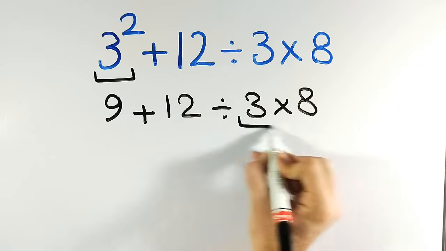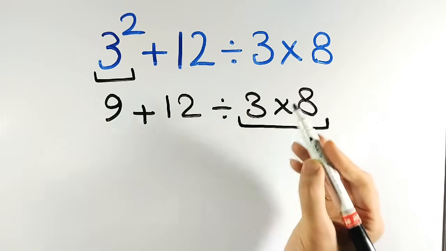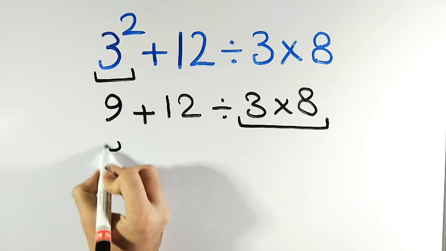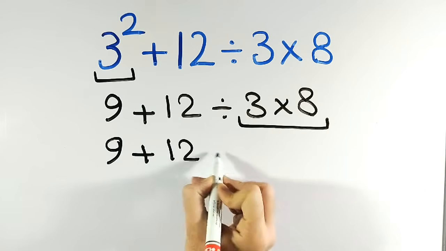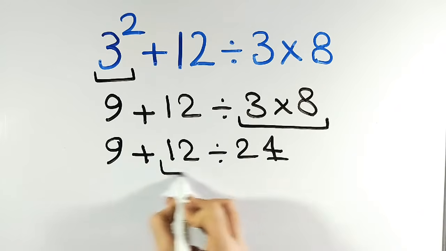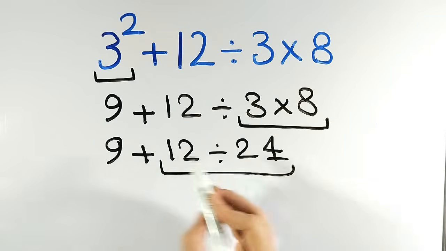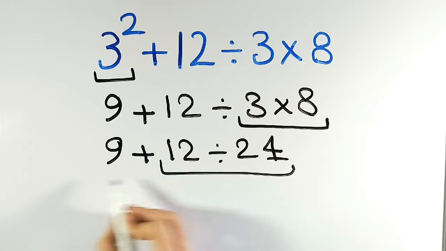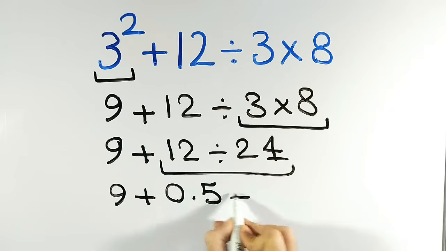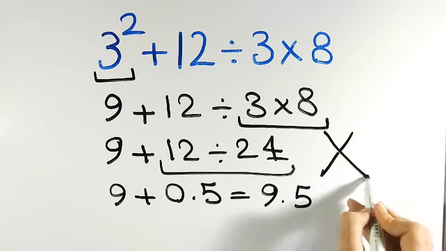And the next step, they go for the multiplication between 3 and 8 because they believe multiplication has a higher priority than division. So, instead of this expression, they write 9 plus 12 divided by 24. And the final step, they go for the division between 12 and 24 because they think division has priority over addition. So, they rewrite this expression as 9 plus 0.5, which finally gives them the answer 9.5. But that's definitely wrong.